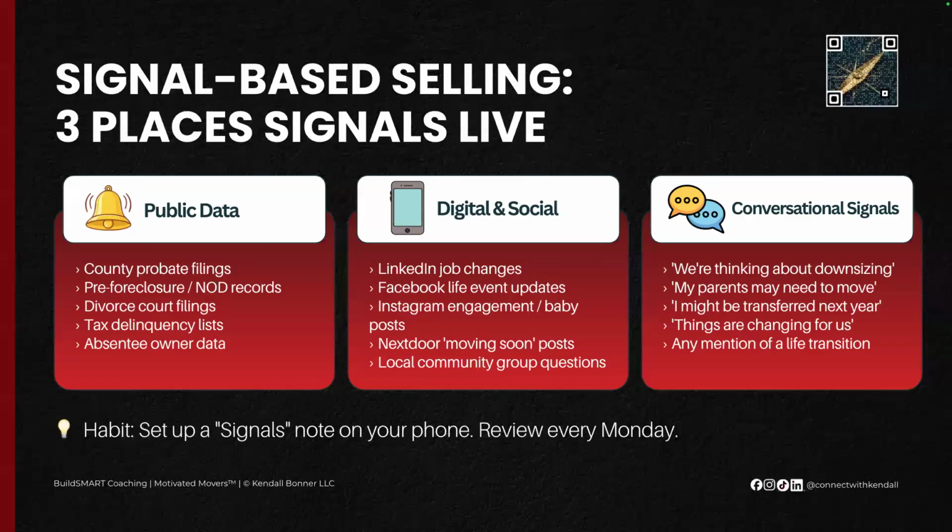The first place that signals live is in public data. County probate filings, pre-foreclosure records, notice of default filings, divorce court filings, tax delinquency lists, they all live online. A lot of these are free or low cost. In Florida, for example, they're publicly accessible, but you will need to check your own state to see what's available and how. In fact, there's very simple prompting you can give your AI. I have a one-sentence prompt I give to AI and it tells me verbatim, step by step, how to pull this content and where to even go to get it.